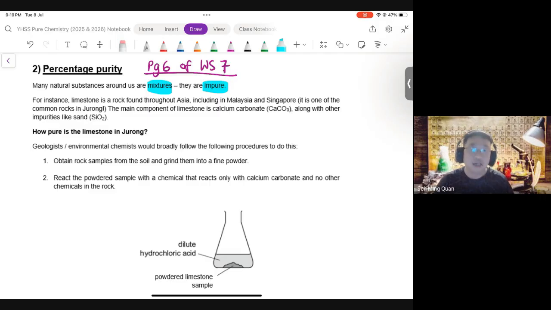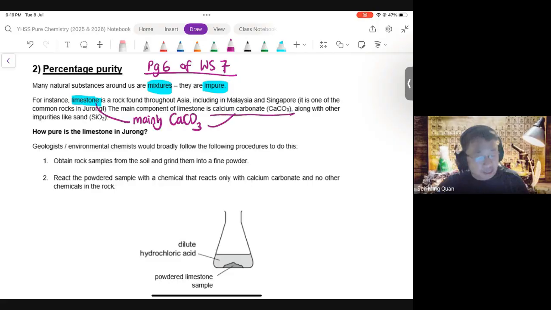In particular, Jurong. All of us live, study, and work in Jurong. But the soil in Jurong is mainly made up of this rock called limestone. Limestone is the main rock found in the soil in Jurong. Now, limestone is mainly calcium carbonate, which is also stated here, of course.